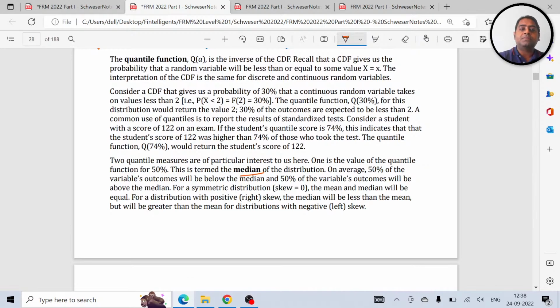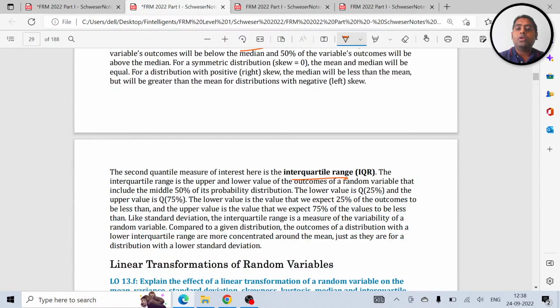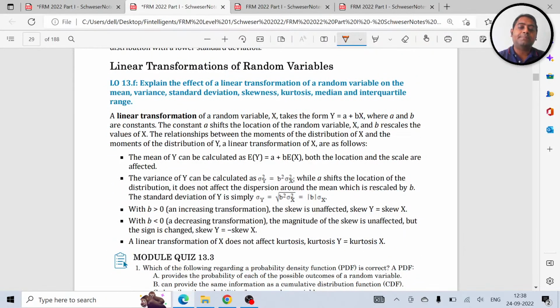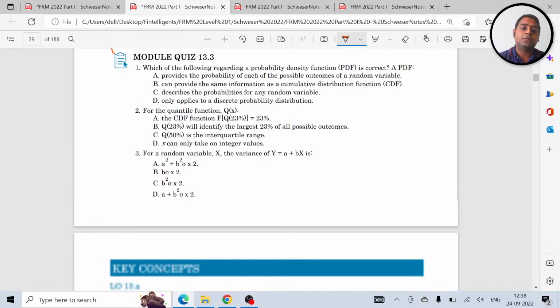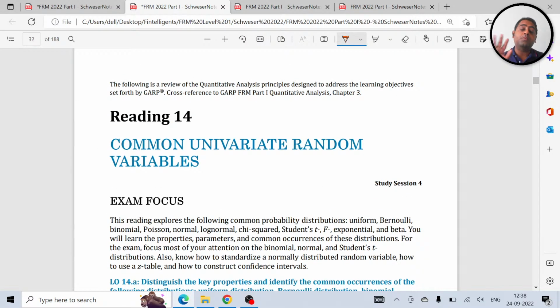What does it talk about? What is median? What is interquantile range? All of this you should be clear on. Linear transformation I don't expect as such, but you should be broadly aware of what is happening. In this also, you can remember these 3 pointers. I don't expect linear transformation to be heavily tested, but if you're reading, then read these 3 pointers. We are going to move towards the next part, which is the common univariate random variable.